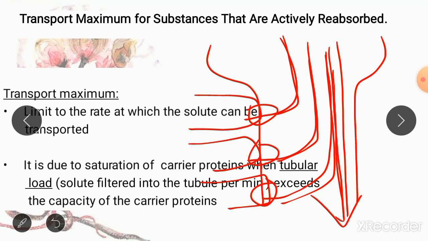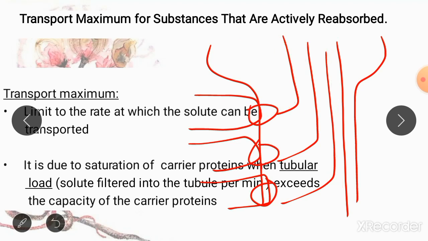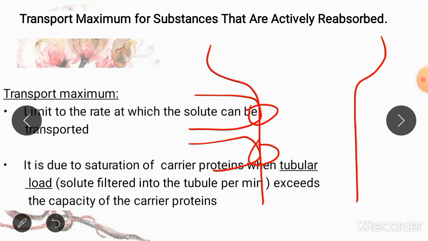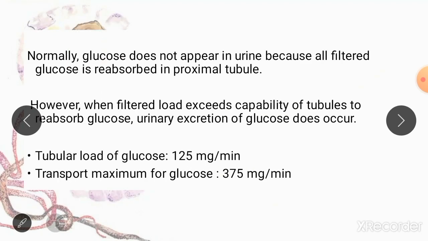This is known as the transport maximum of that substance, and this happens when the filtered load, what is meant by filtered load? It means the amount of substance which is being filtered per minute, and when this filtered load exceeds the capacity of the carrier proteins present within the lumen of the nephron, this is known as the transport maximum of that substance. Normally transport maximum is seen for glucose in conditions such as diabetes mellitus. In a healthy person, no glucose appears within the urine, and all of it is reabsorbed by the carrier proteins present in the epithelial cells of the nephron.